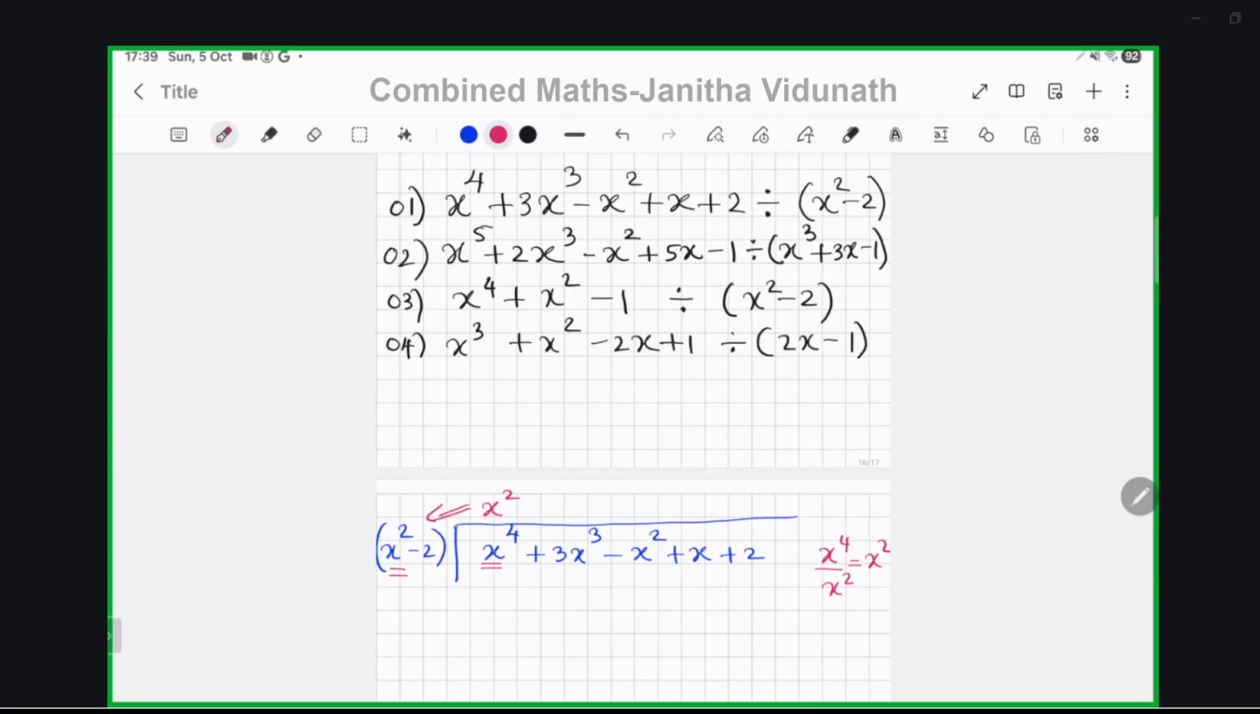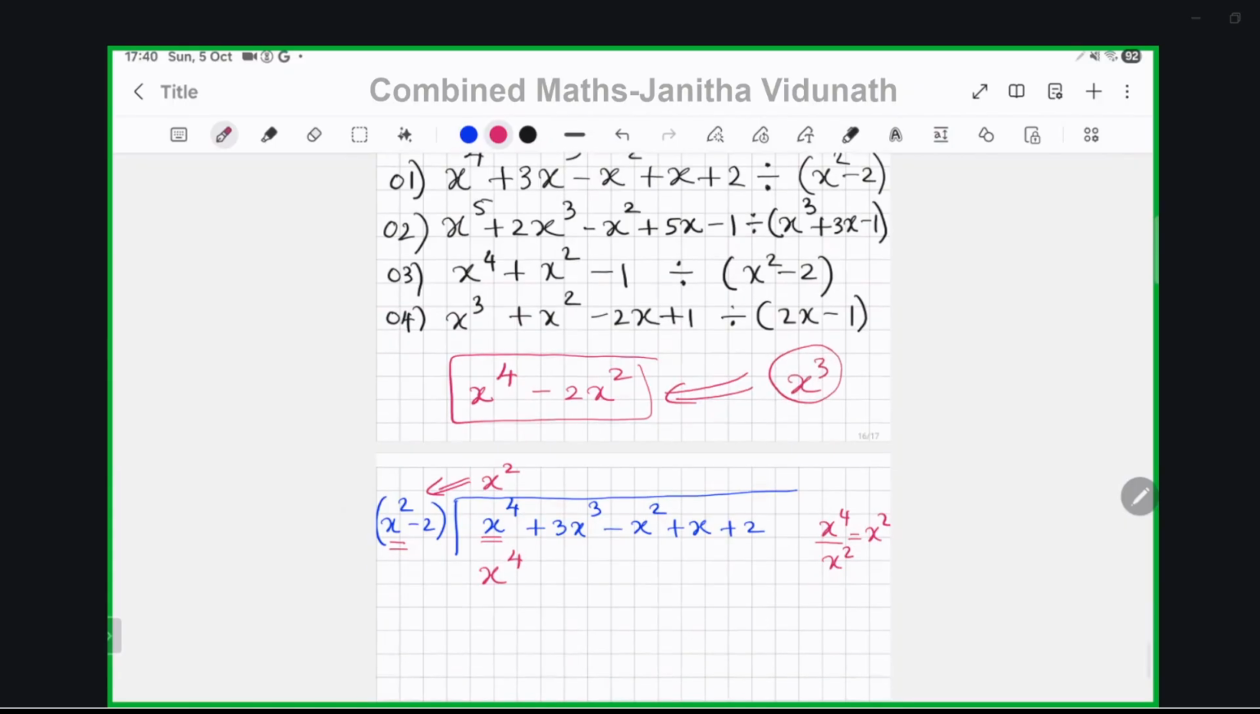Then we need to multiply those two. Then it will give us result as x to the power 4 minus 2x square. Let me repeat, when we multiply the first term of the quotient with the entire divisor, it will give us x to the power 4 minus 2x square. Now here, first term is x to the power 4. Here, we have a missing term, x cube. Then we need to put a blank for that term. Here, the x cube term is missing. So, we need to put a blank here. That means plus blank.